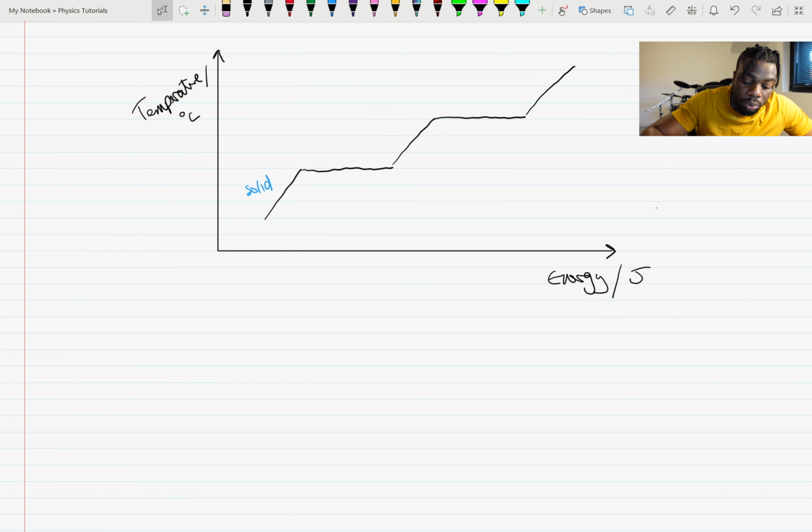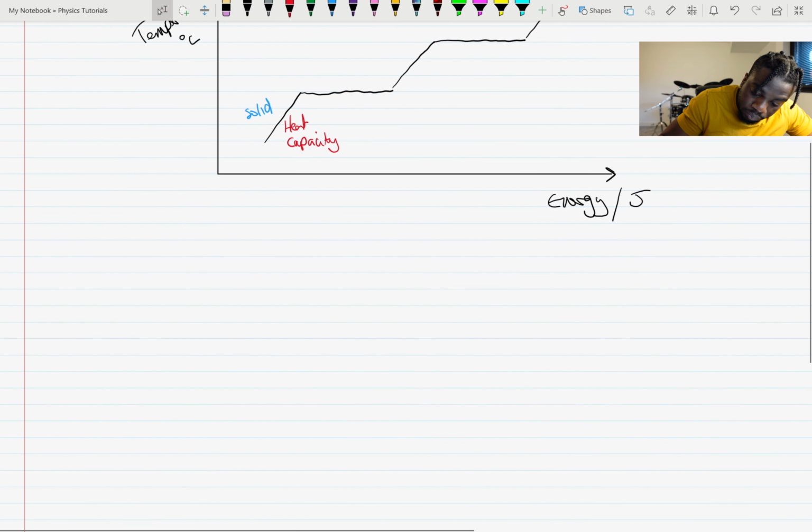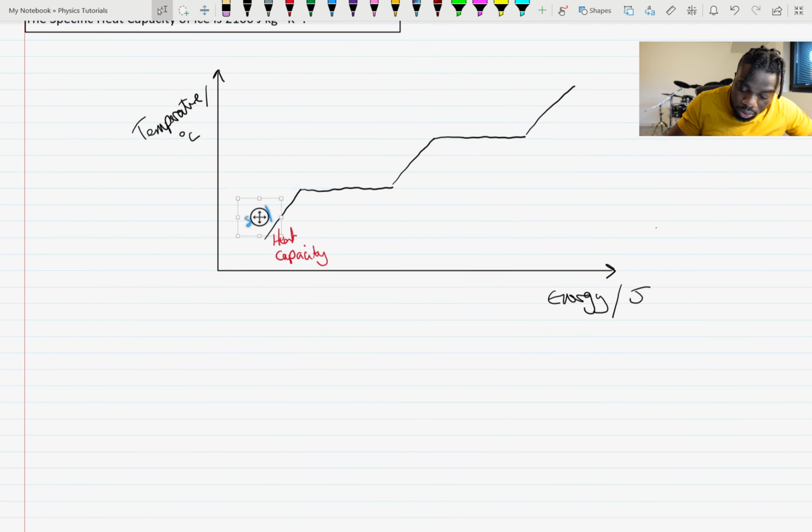So for now, I'm going to label this straight line as heat capacity. Okay? So this is me saying to you all that raising an object's temperature is related to heat capacity. So what happens in these sections where there is energy being poured in but there is no temperature change? Well, that is where we get changes of state.